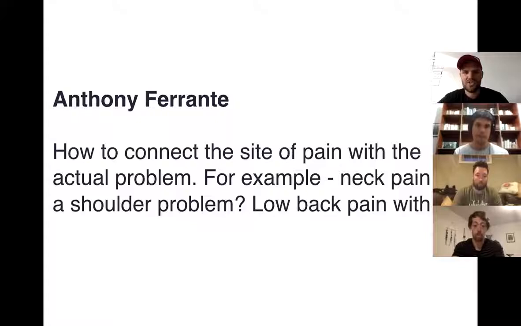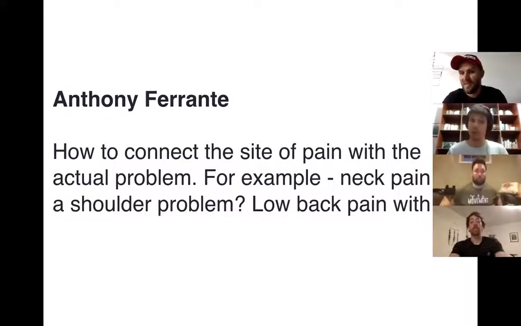I liked this question, which was connecting the sites of pain with the actual problem. Yeah, you have a neck problem, but is it coming from your shoulder? You have low back pain. Is it coming from your rib cage and pelvis? So again, I think you both did a great job of explaining that just because your hamstring is tight, it's not necessarily that it's tight or that it's painful. It could be that your rib cage and pelvis are in the wrong position.